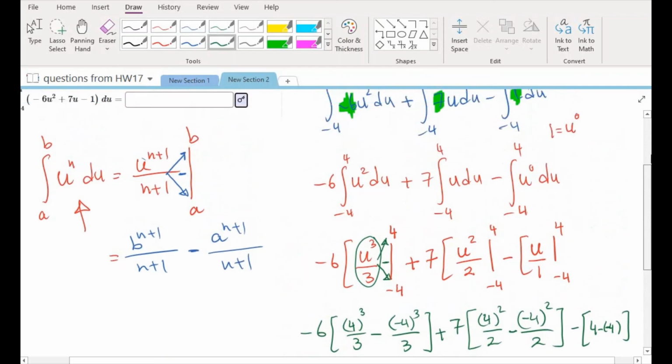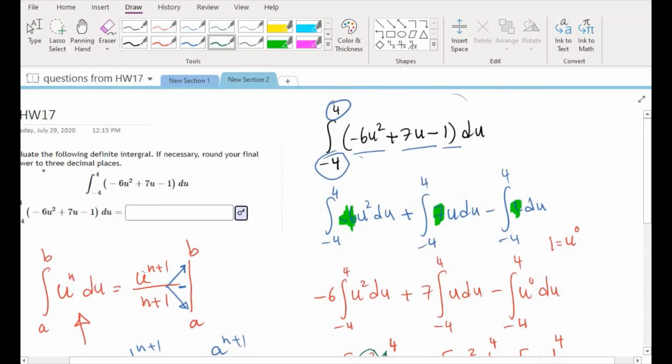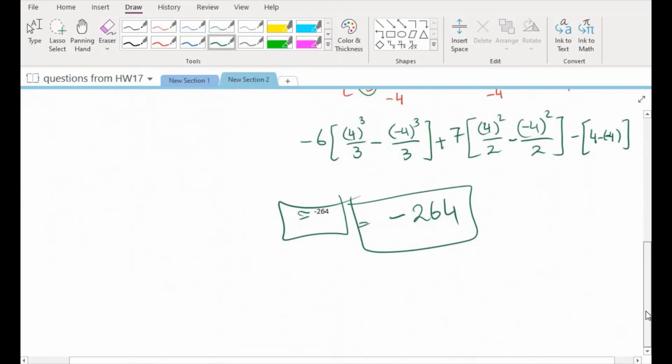If you do the computation and you get some decimals, don't forget to round your decimals to 3 decimal places. Don't forget to round the final answer to 3 decimal places.